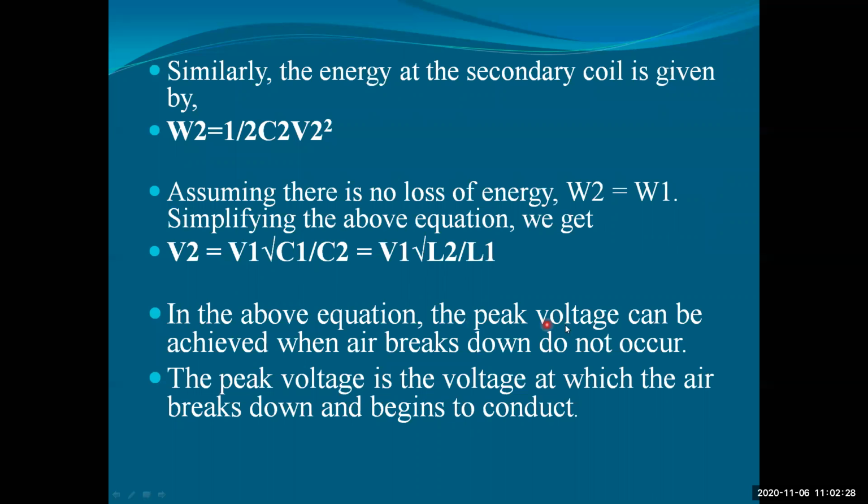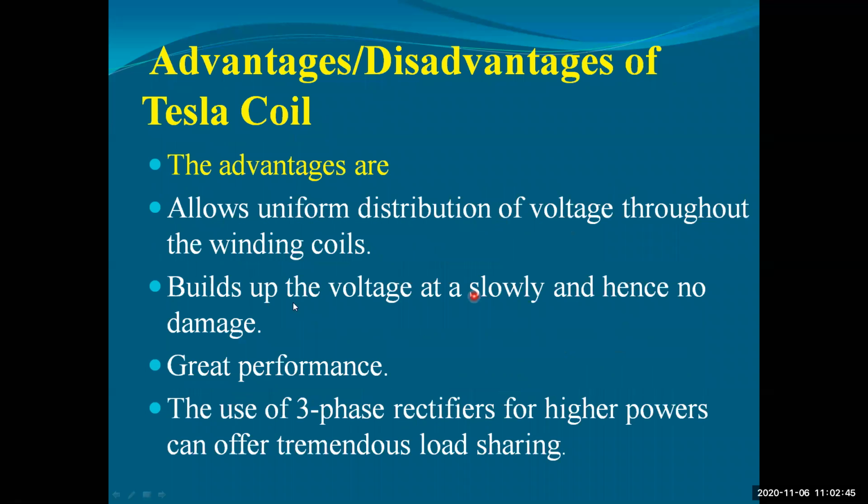In the above equation, this peak voltage can be achieved when air breakdown does not occur. So these are the different types of voltages. This voltage is obtained when air breakdown does not occur. The peak voltage is the voltage at which the air breaks down and begins to conduct.